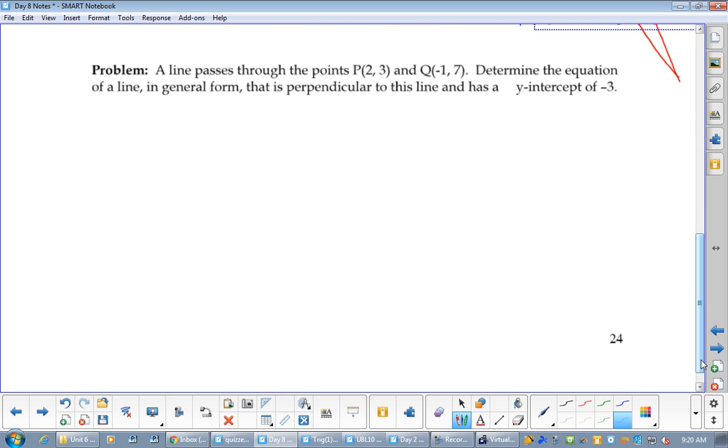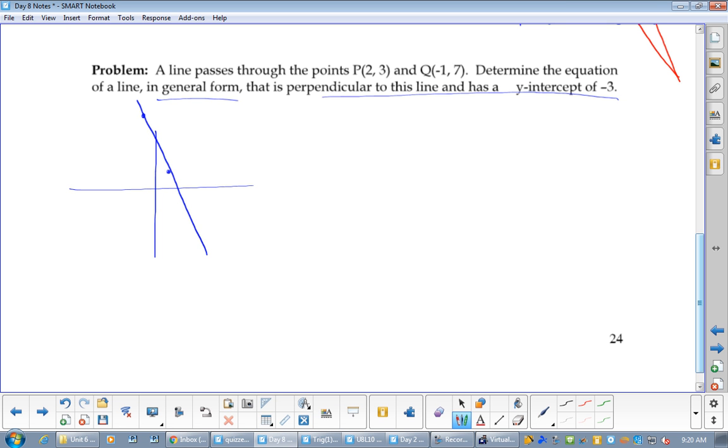Now a line passes through points (2, 3) and (-1, 7). Determine the equation of a line in general form that is perpendicular to this line and has a y-intercept of negative 3. Okay, so here's what I'm looking at. I got this line, (2, 3). It's right there. (-1, 7). It's about up here. Okay, so I got this line here.